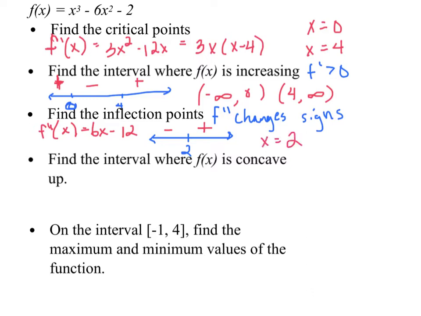And remember, the only reason we can say that is because f double prime changed signs. If this had not occurred, if it went from negative to negative or positive to positive, this would not be an inflection point. It actually had to change signs. The interval where f of x is concave up, well, that's where f double prime is positive. We've already done the work for that. We know f double prime is positive from 2 to infinity.